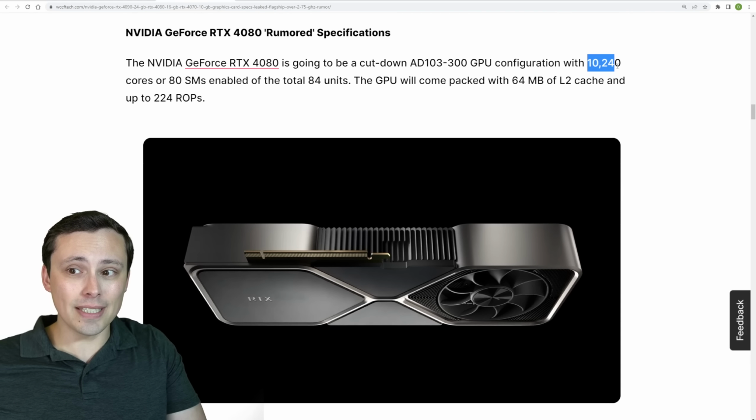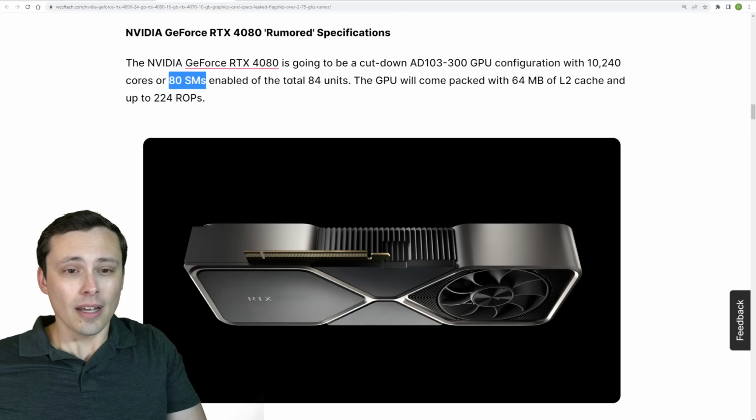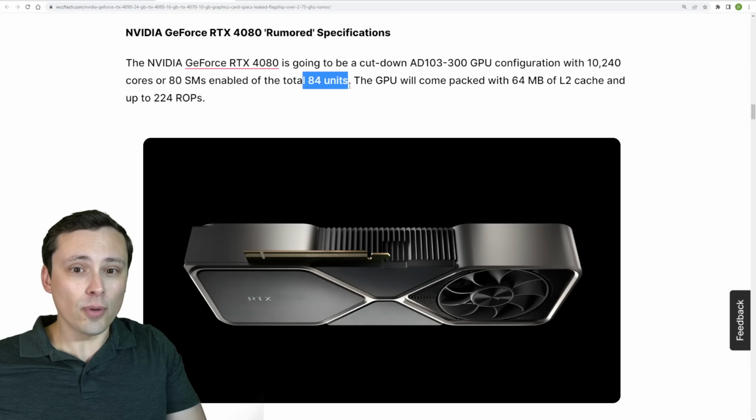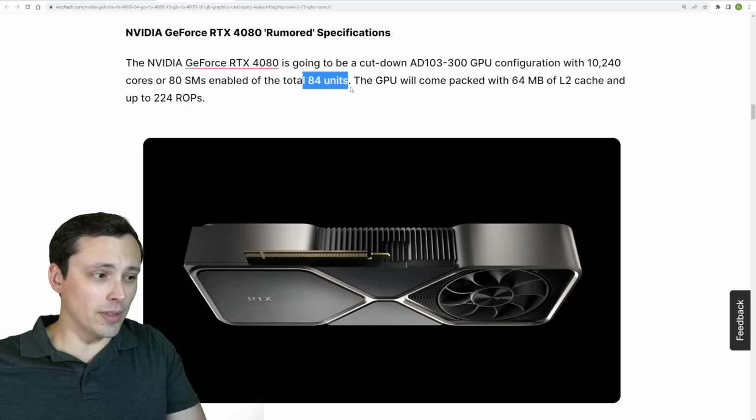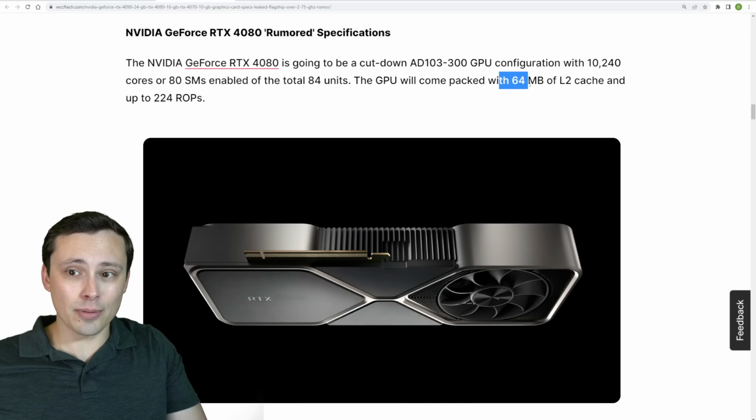And then this would be all the way down to 10,240 cores, which would be 80 SMs enabled out of an 84 SM units available here. So again, that's maybe leaving some room for a 4080 Ti or something like that. And again, this will come packed with 64 megabytes of L2 cache.